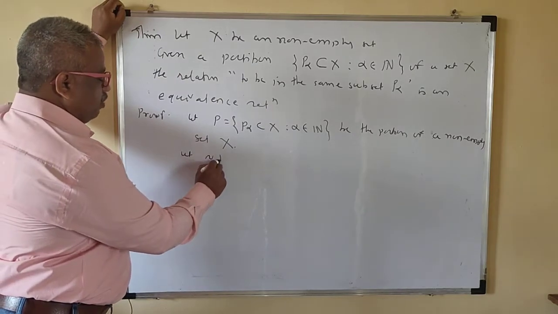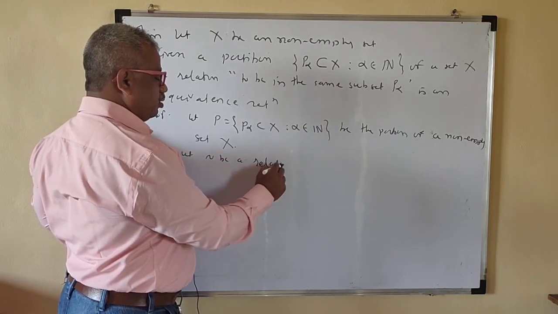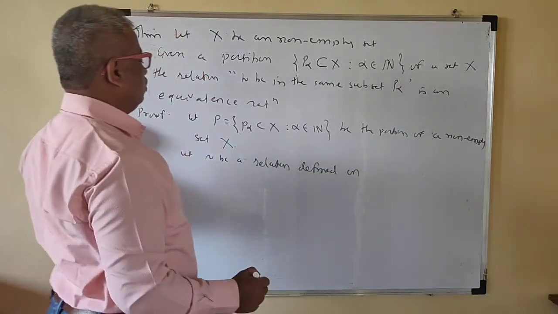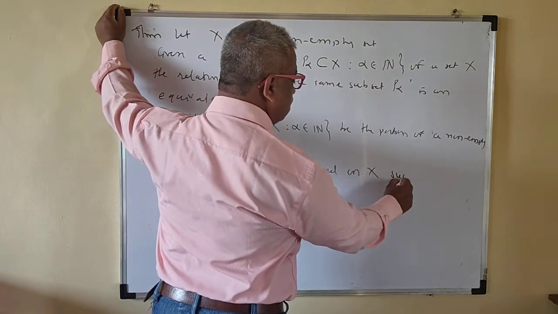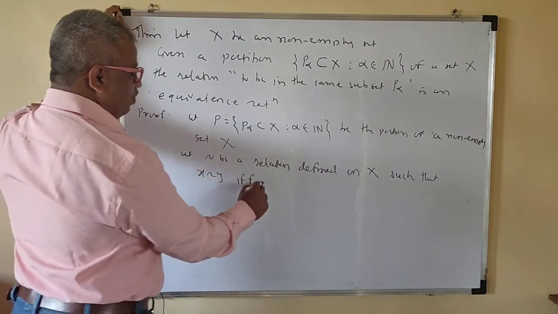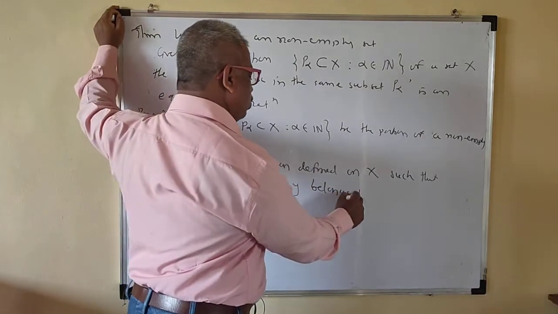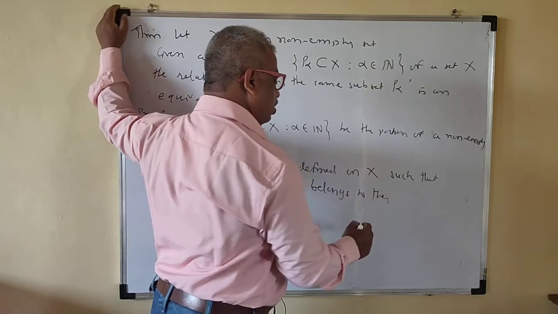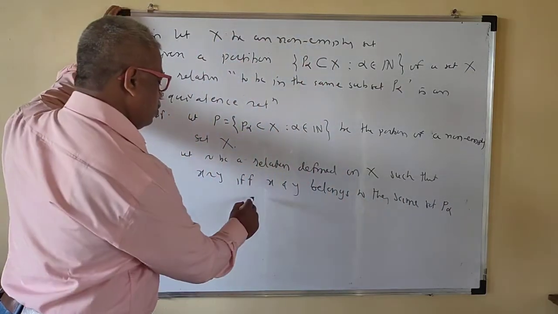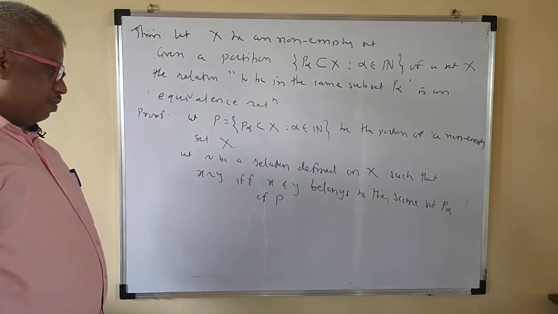Let ~ be a relation defined on X such that X is related to Y if and only if X and Y belong to the same set P_alpha of P. The same set P_alpha of P.